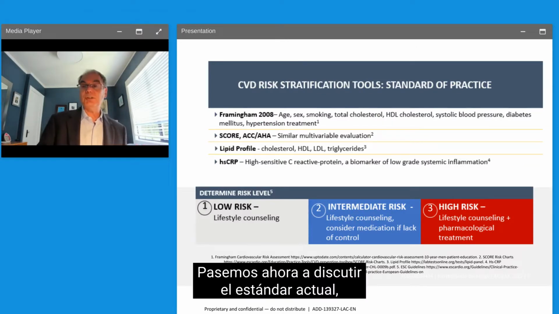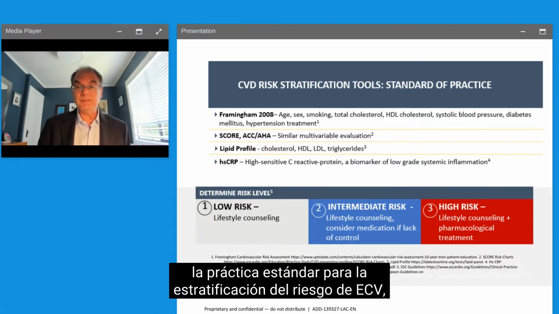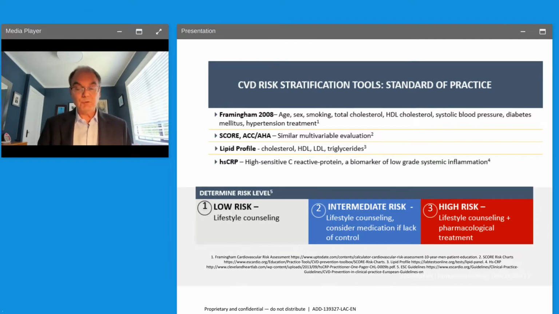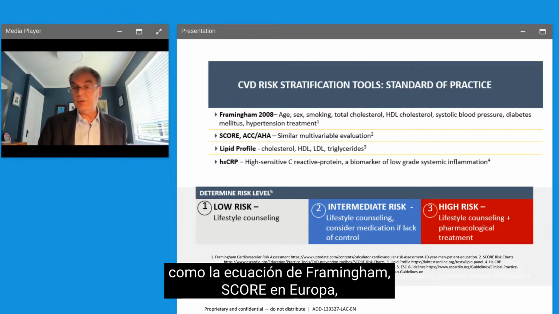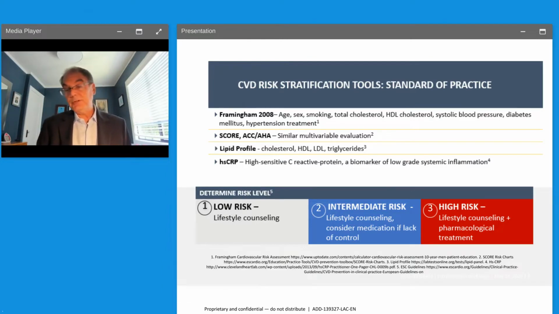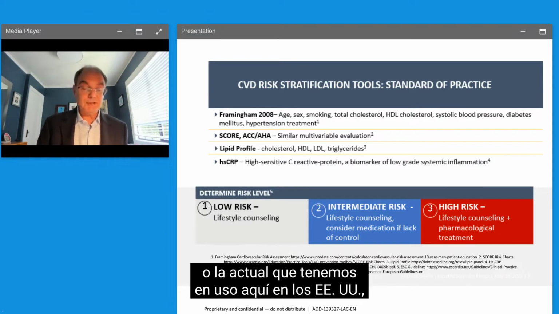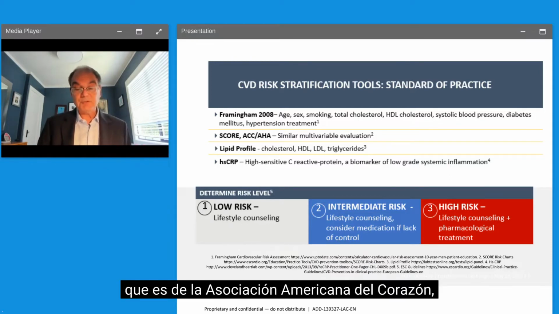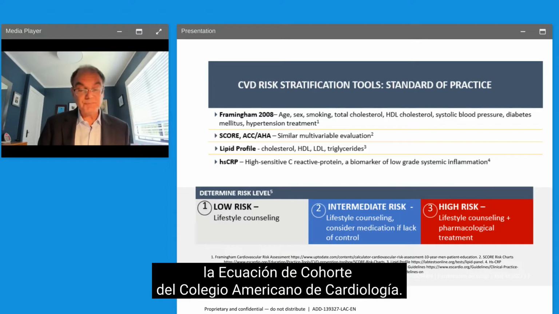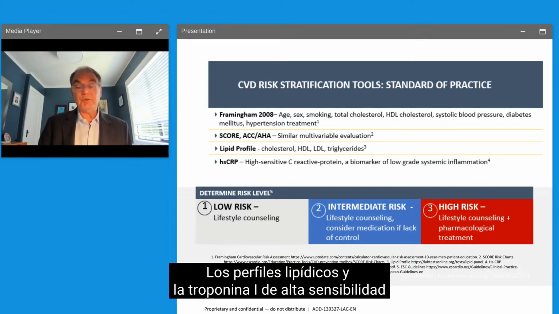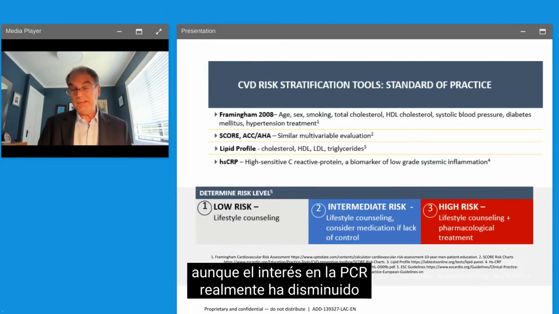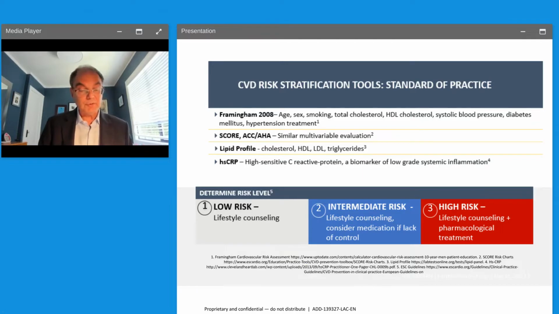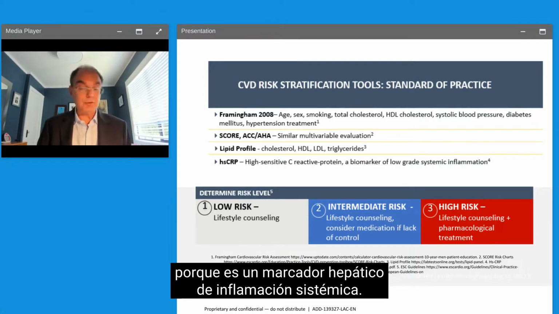Let's move on now to discuss the current standard practice for CVD risk stratification. There are several formulas that combine traditional risk factors, such as the Framingham equation, SCORE in Europe, or the current one that we use here in the United States, which is the American Heart Association, American College of Cardiology pooled cohorts equation. Lipid profiles and high-sensitivity troponin have also been used and continue to be used, although interest in CRP has really been diminished because it's a hepatic marker of systemic inflammation.